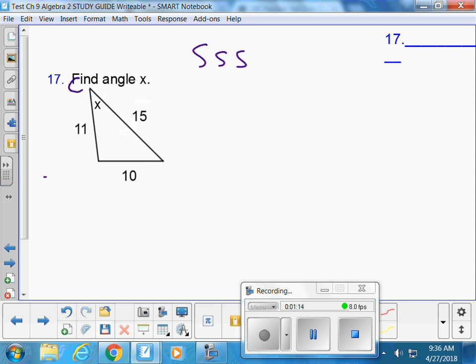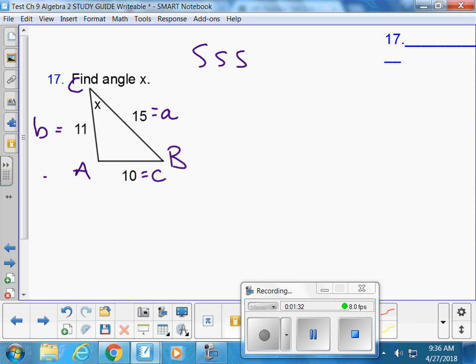So large C makes the 10 a small c, and the 15 can be my small a. That can be big A. My 11 can be my small b. That can be big B. It looks like we're solving for X. Ooh, this is going to be a fun one. We're solving for an angle, so we'll need an inverse at the end, right?